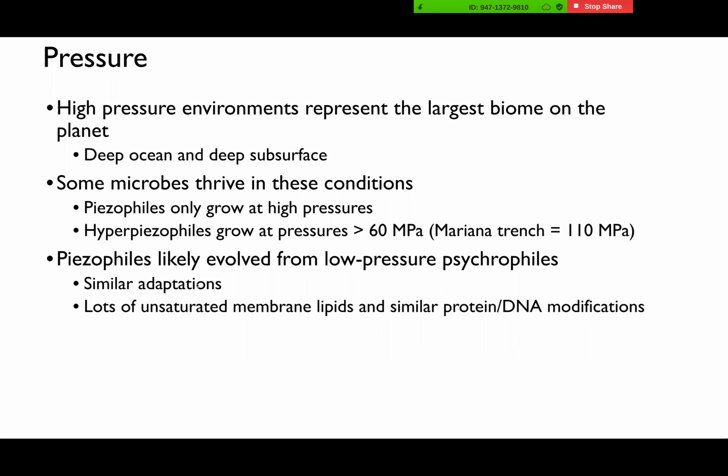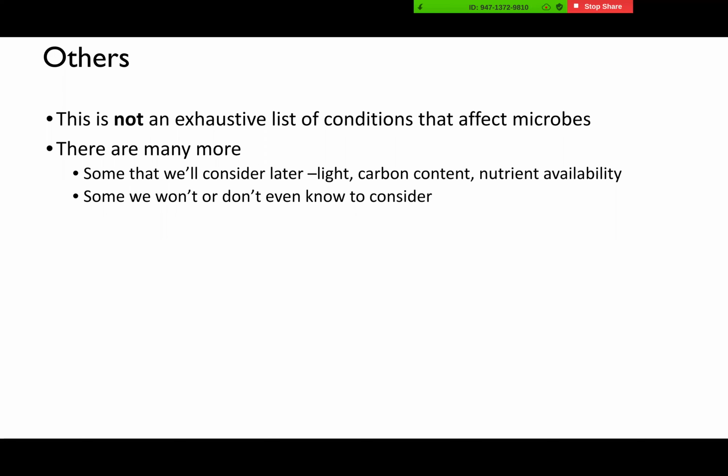Now, piezophiles are actually kind of an interesting group. They likely evolved from low pressure psychrophiles. And just as a reminder, psychrophiles are cold loving bacteria, because to survive under high pressures, there's actually a very similar amount of adaptation that you would need to grow in very cold environments, because you need lots of unsaturated membrane lipids and similar DNA and protein modifications. So just as a fun fact, being cold loving might actually mean you can grow at very high pressures as well.